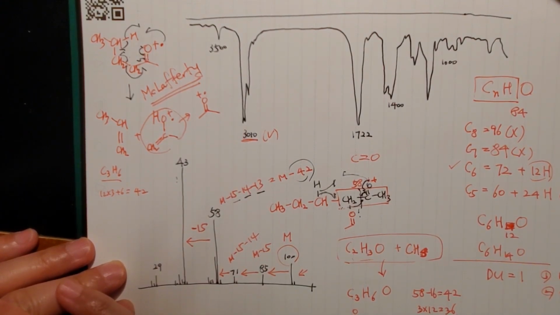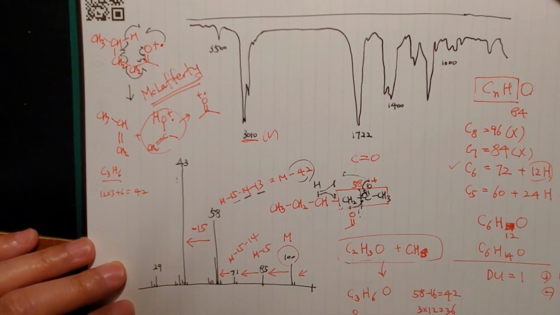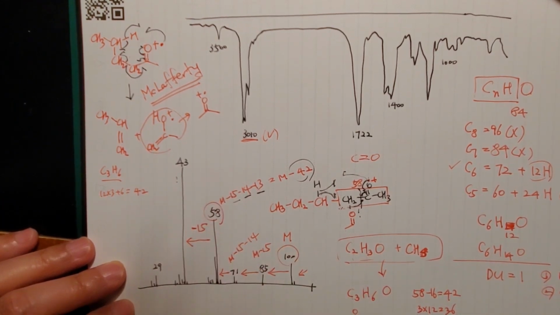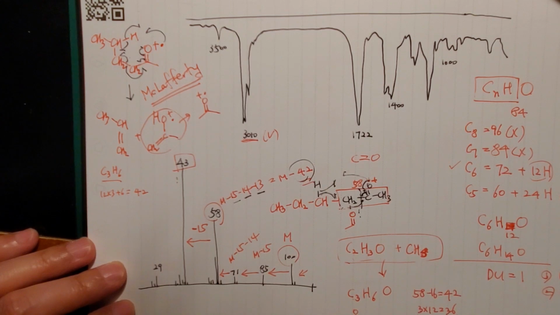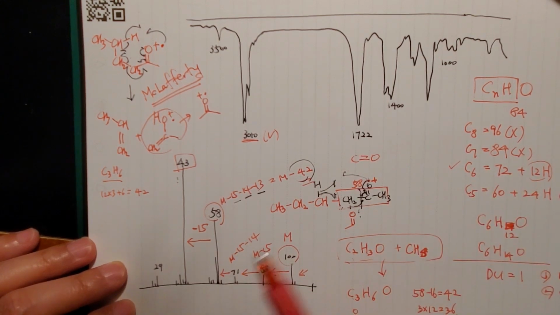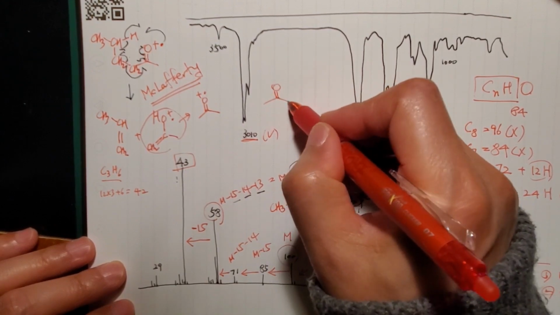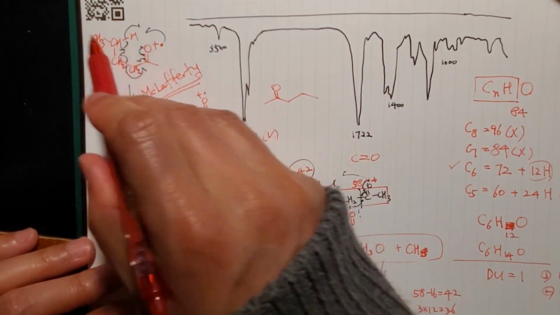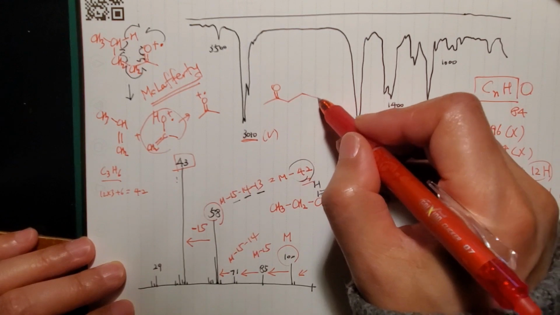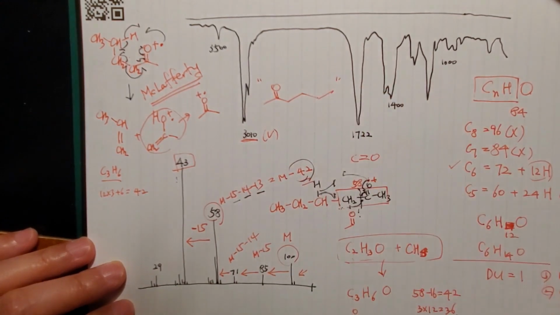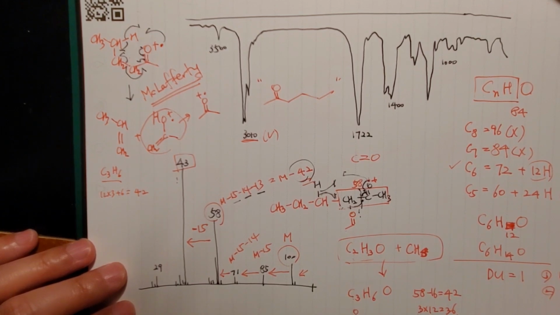And now you are able to explain this by losing 42. Then the 43 is from the alpha cleavage. So your product that fits these two is this compound, which is 2-hexanone. 2-hexanone is your compound.